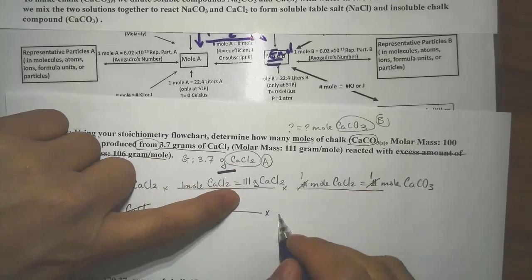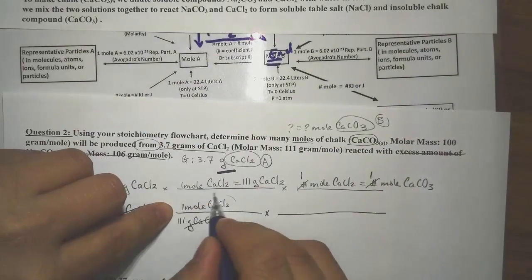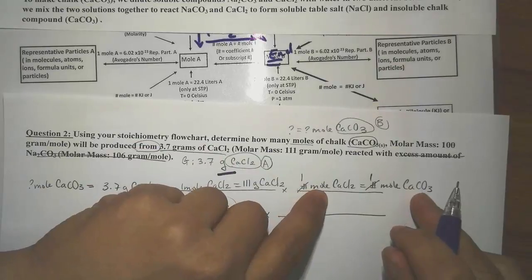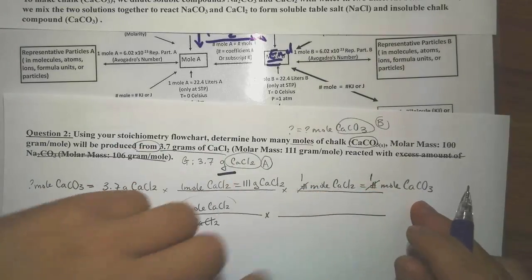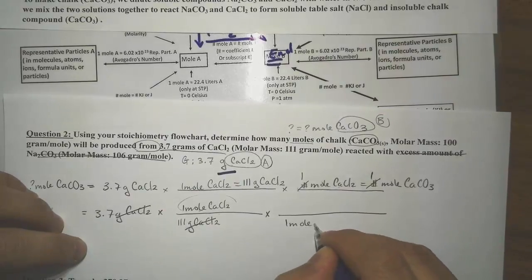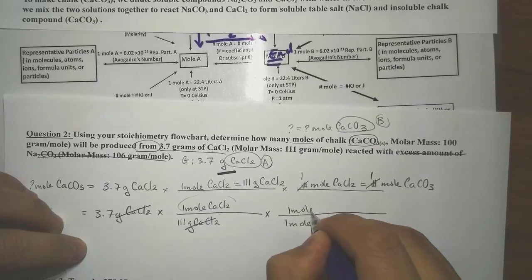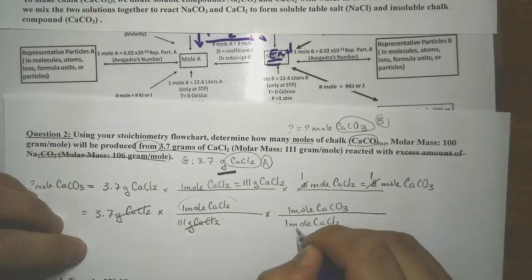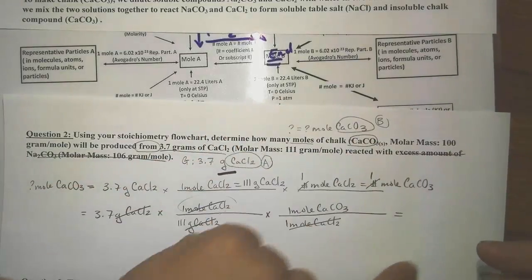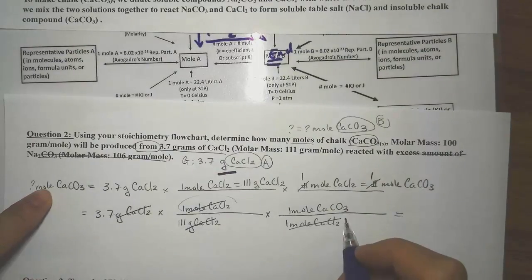Let's move on to the next one. So we multiply by the next conversion factor. Notice how I have moles of calcium chloride, and look at the conversion factor. I have moles of calcium chloride equal to the moles of calcium carbonate. So to cancel that, this calcium chloride has to be on the bottom. So if that's on the bottom, the other part must be on top. And that cancels out, giving us nothing else left to multiply. Giving us our moles of calcium carbonate, which is exactly what we're looking for, right?